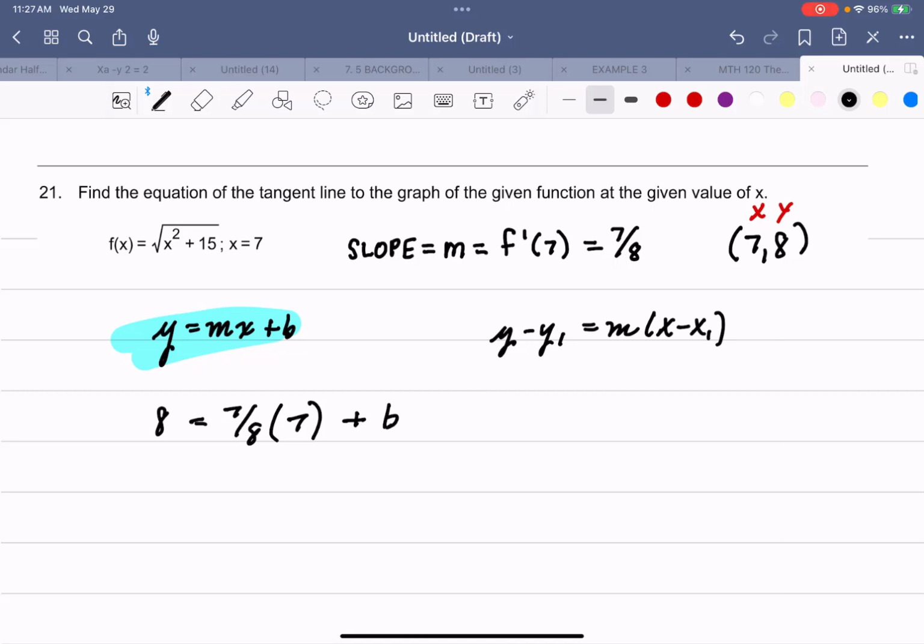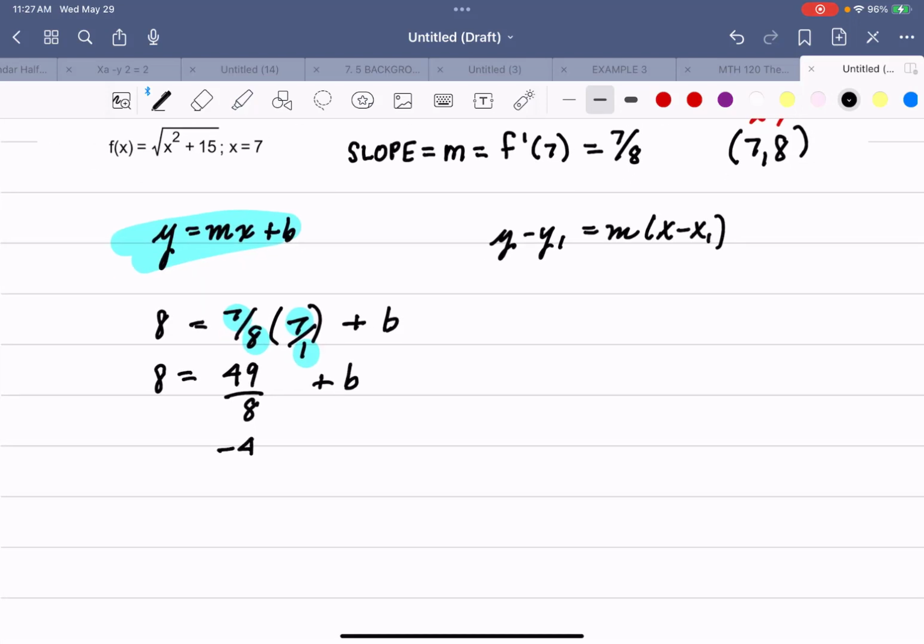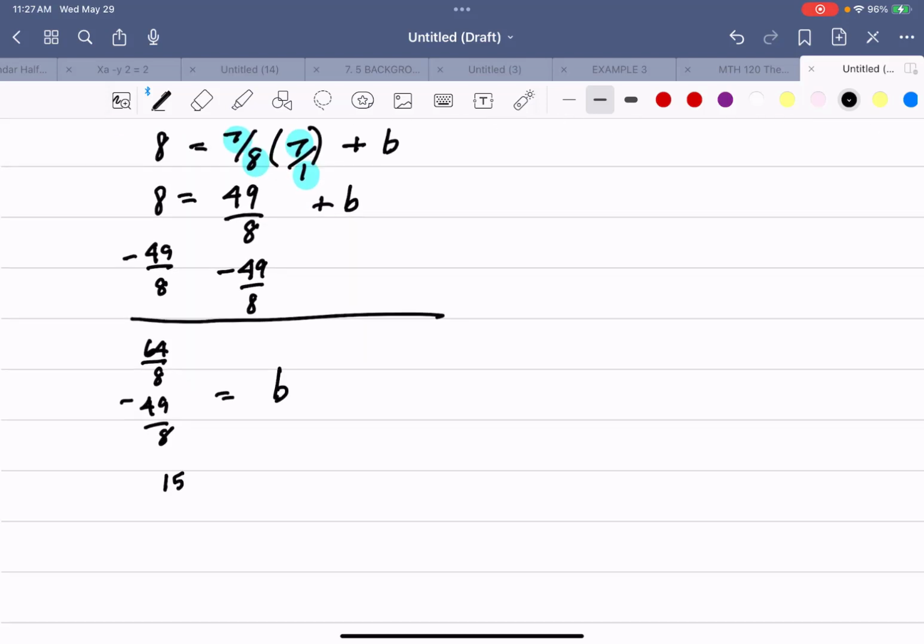I don't know b. Well, I have enough information here to get b. Now look, this is a 7 over 1, and when you multiply fractions, it is top times top, bottom times bottom. Therefore, I get 49 over 8. Now, to find the final value of b, I just have to subtract 49 over 8 from both sides. And so that's going to be 64 over 8 minus 49 over 8. And that's going to be 15 over 8 is my b.